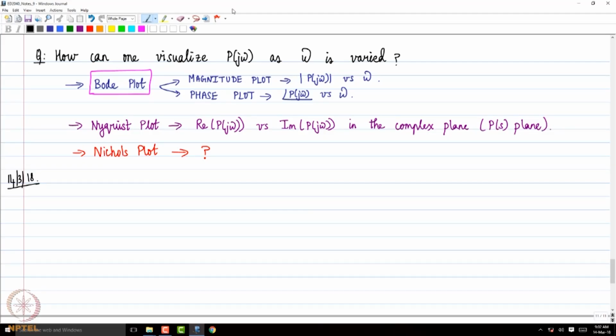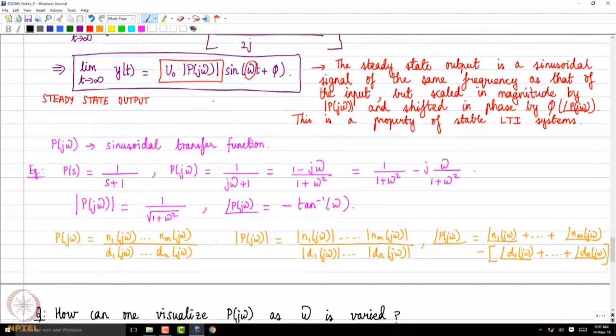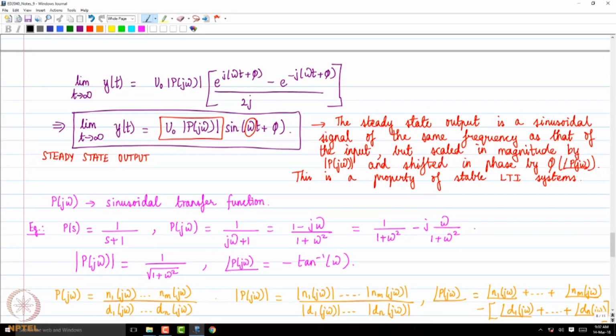As far as frequency response is concerned, we saw that one important property of linear time invariant systems is that, let's say we give a sinusoidal input of frequency omega, the steady state output is also going to be of the same frequency omega, but the magnitude of the input is going to be scaled by the magnitude of P of j omega, P of s being the plant transfer function. The steady state output is going to be a sinusoid, but shifted in phase by phi. Phi is also the phase of P of j omega. So depending on omega, the magnitude and the phase shift would be different. That's something which we observed yesterday.